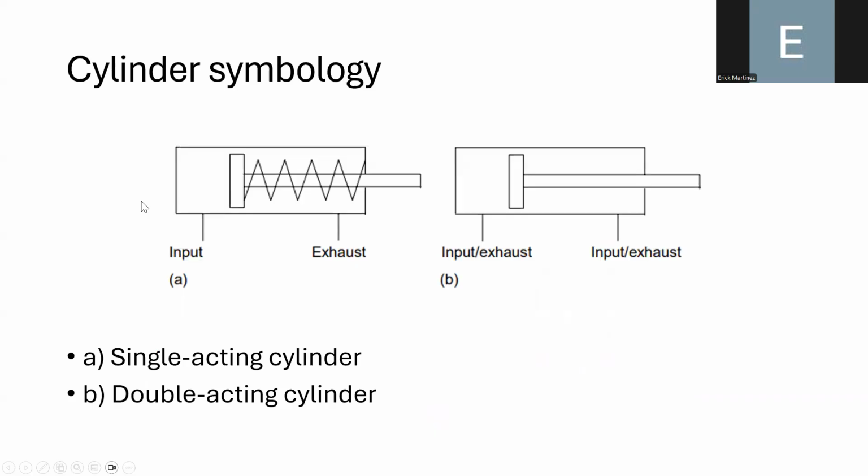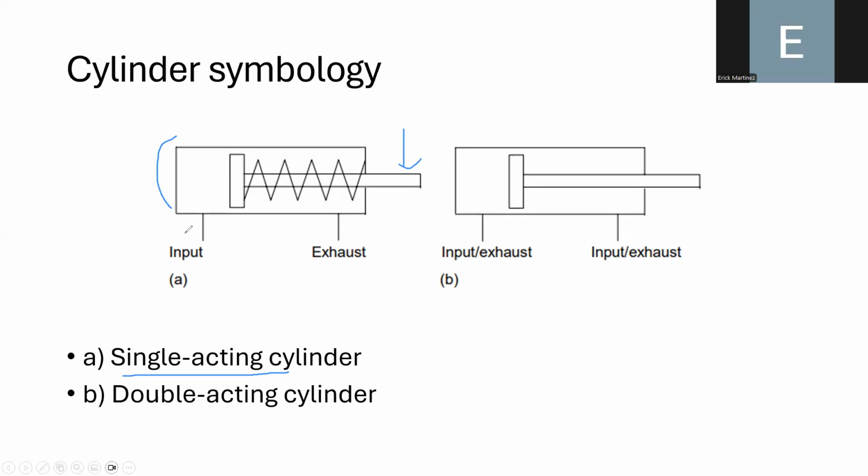So another important symbol is the symbol for a cylinder or a piston. Here we have the cylinder, which is basically the cabin in which the piston is located, and this is the piston. We mainly have two different types of cylinders or pistons that we can use. We have a single acting cylinder.